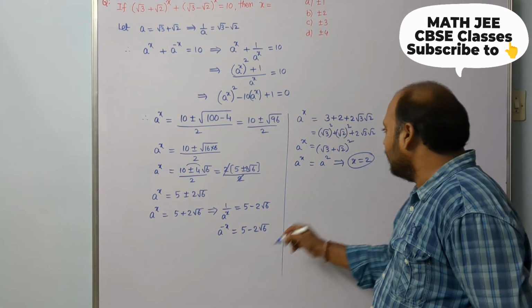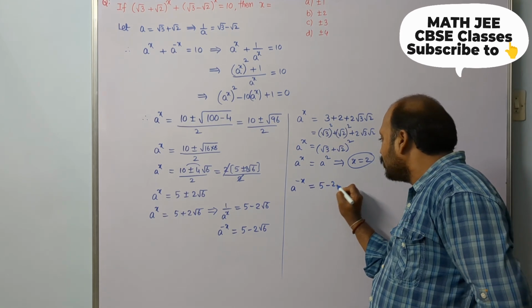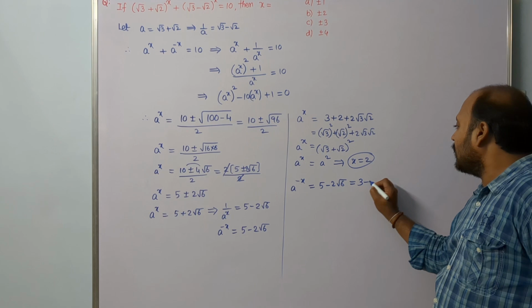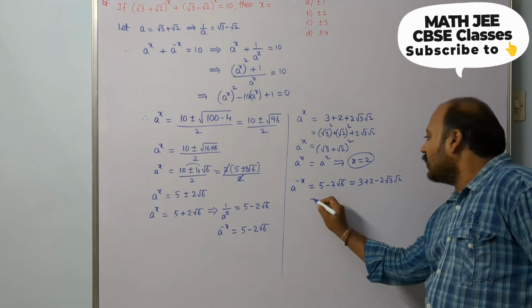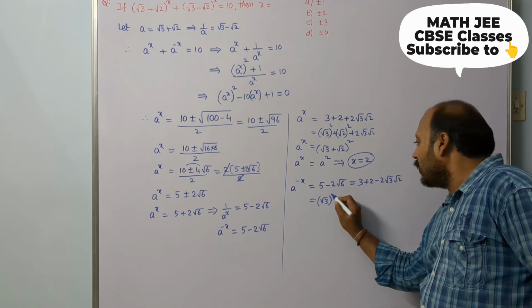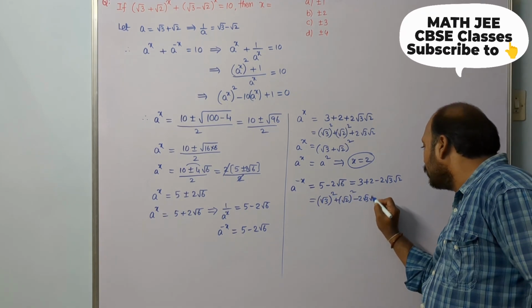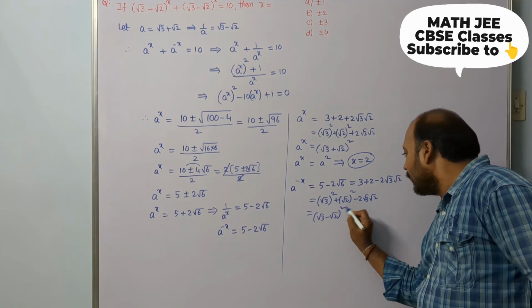Another one I am taking here, a power minus x equal to 5 minus 2 root 6. That we can write as 3 plus 2 minus 2 into root 3 into root 2. That again we write as (root 3) whole square plus (root 2) whole square minus 2 root 3 into root 2. That is equal to (root 3 minus root 2) whole square.